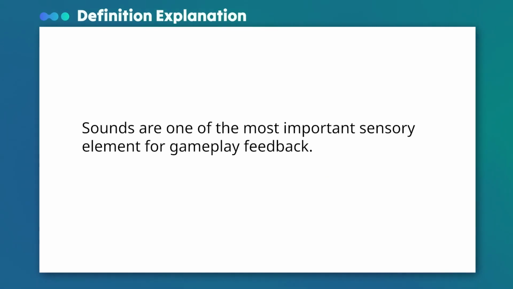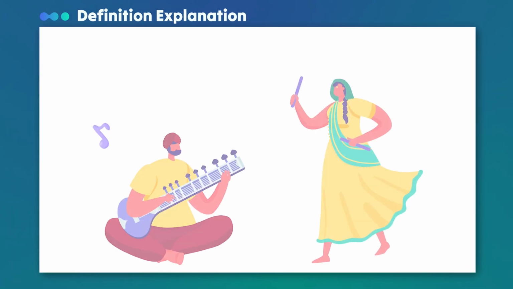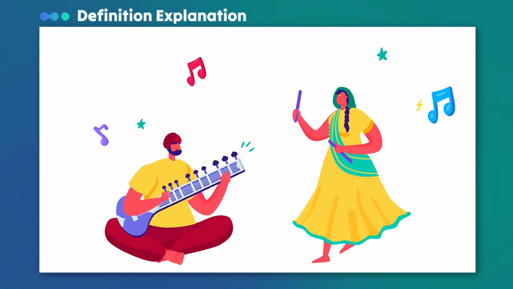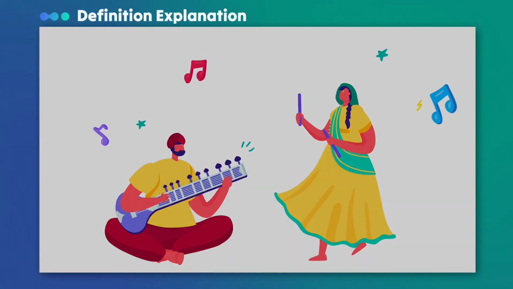Sounds are one of the most important sensory elements for gameplay feedback. It's such an important tool that is often used to convey or pull emotion out of players. Without sounds in a game, there is such a disconnect for the players. Thus, it's an indispensable part for a game's production.